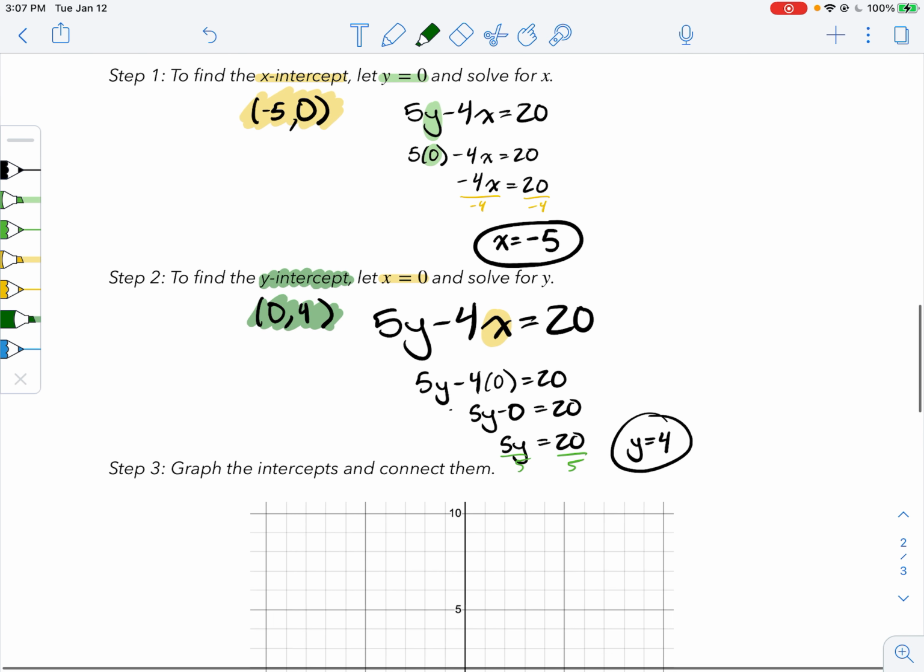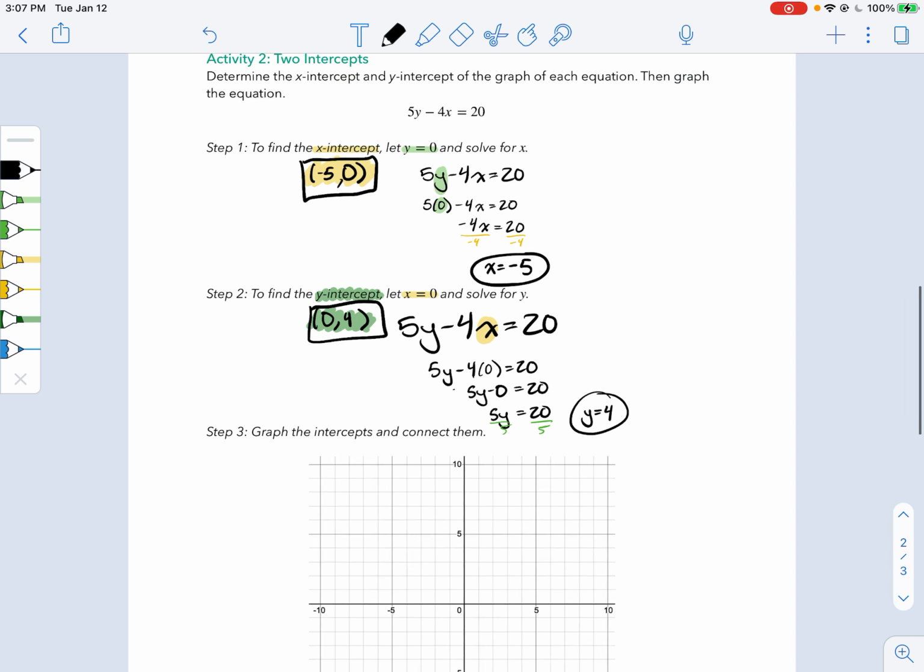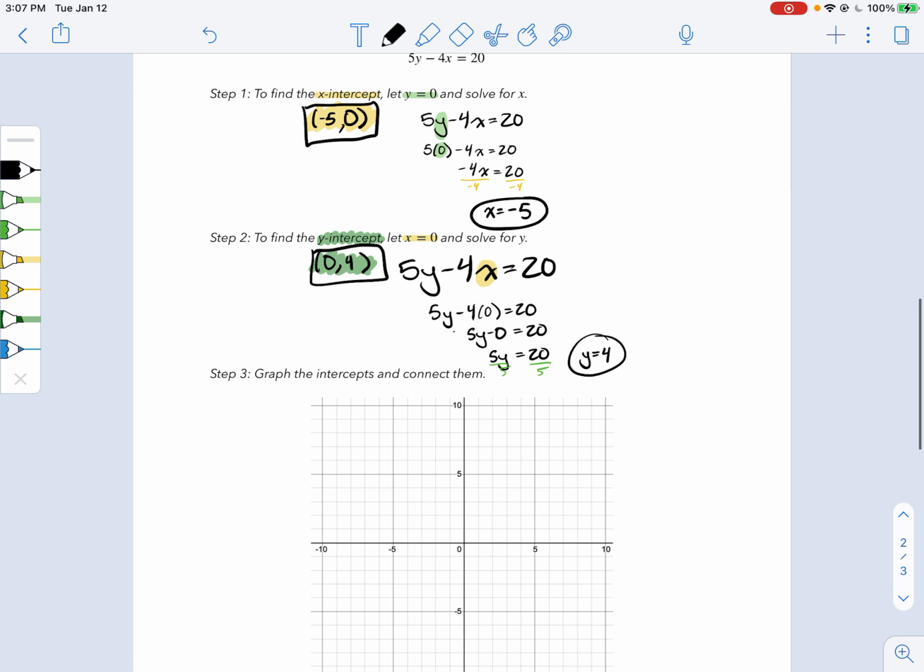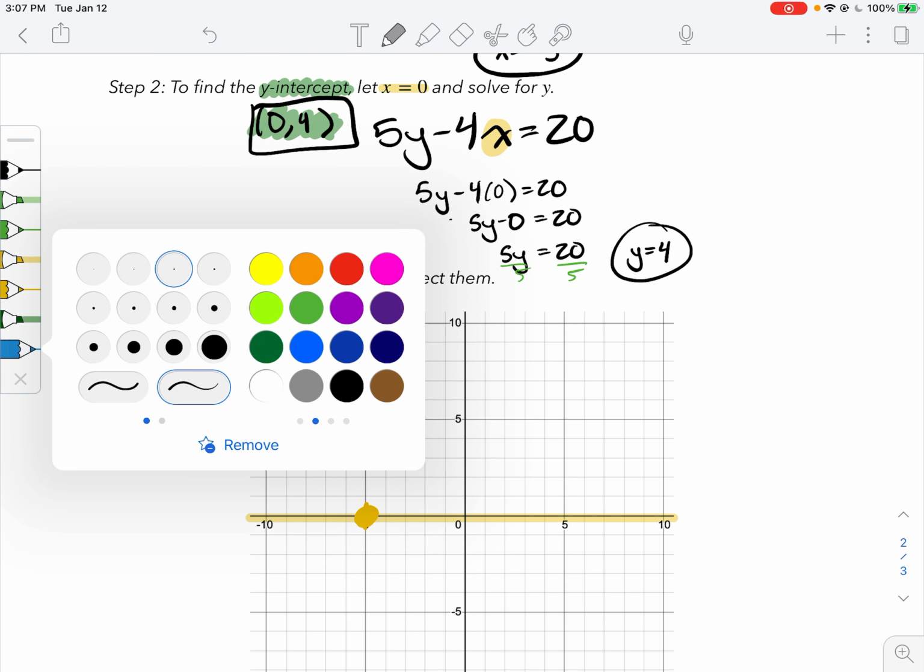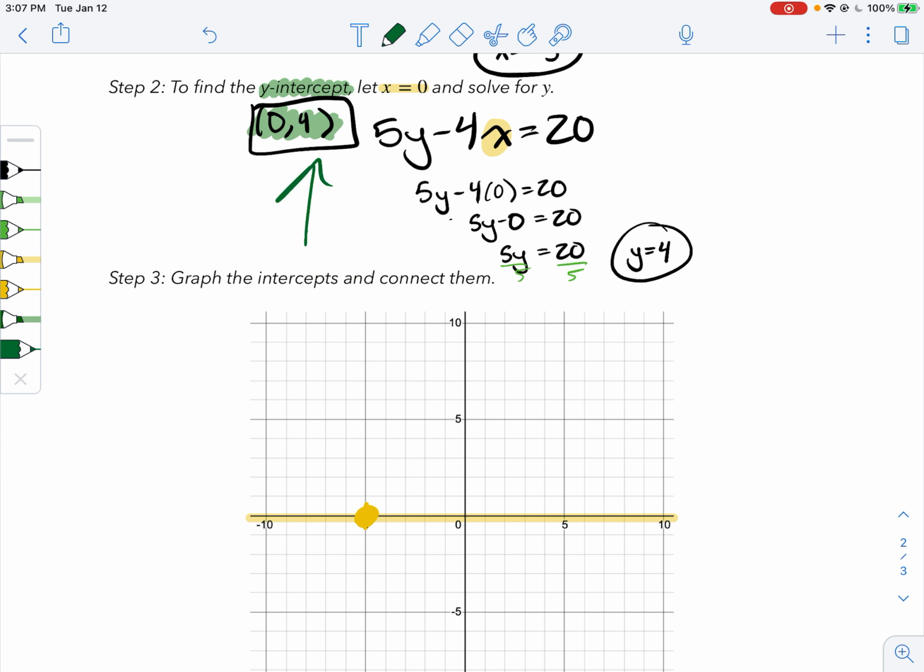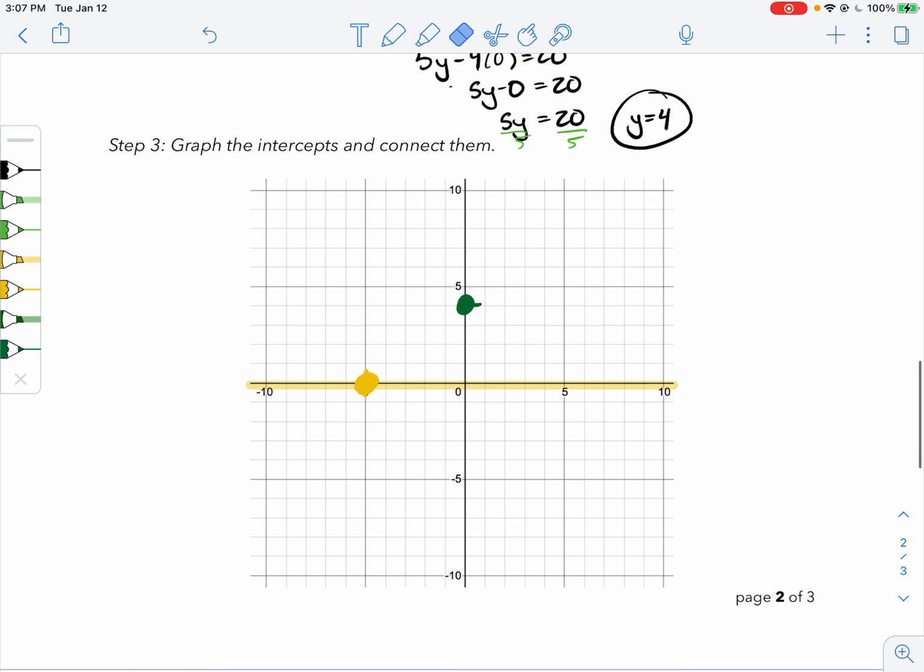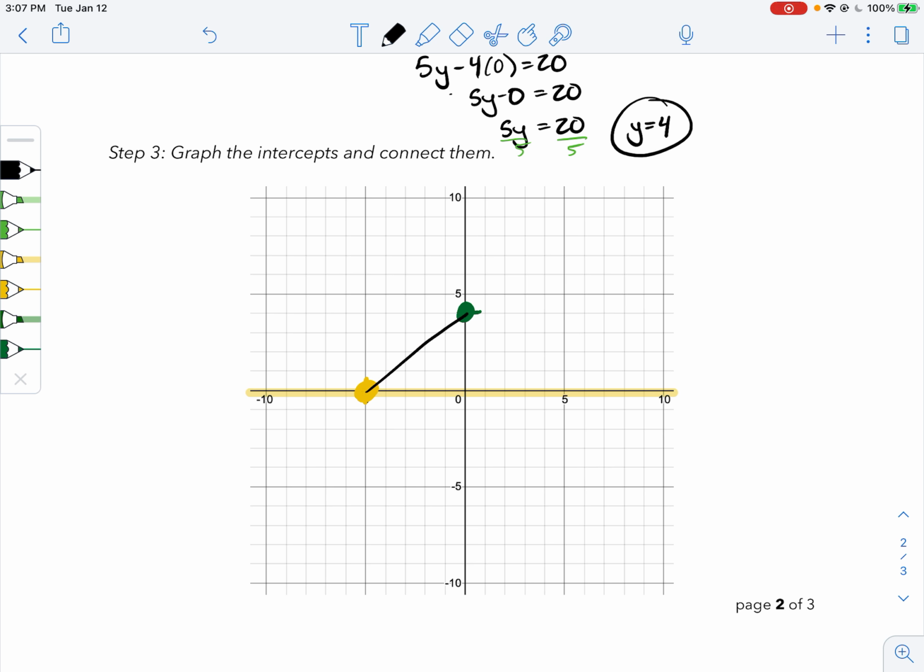So there you have it. We have our two intercepts at -5, 0 and 0, 4. Now let's put them on our graph. First, let's graph our x-intercept. That'll go on our x-axis. So we go over -5, which is right here, up 0. So there's our first point. Then to graph 0, 4, we're going to go over 0, up 4, which is right here. So that's our point. Now it only needs 2 points to make a line. So we just draw a line between them.